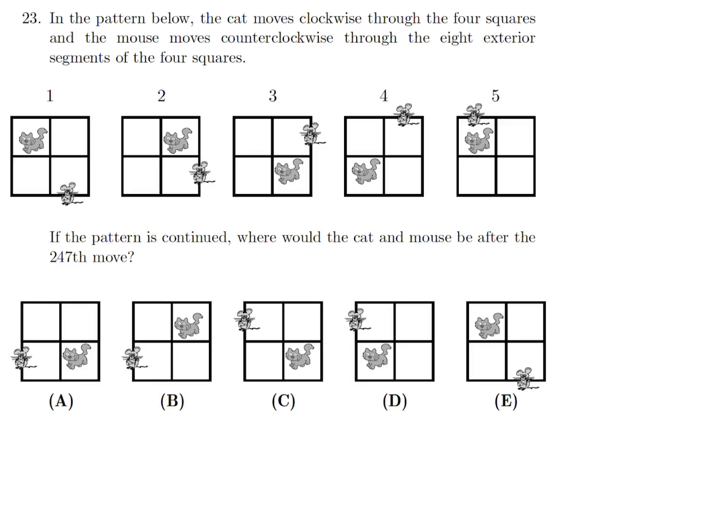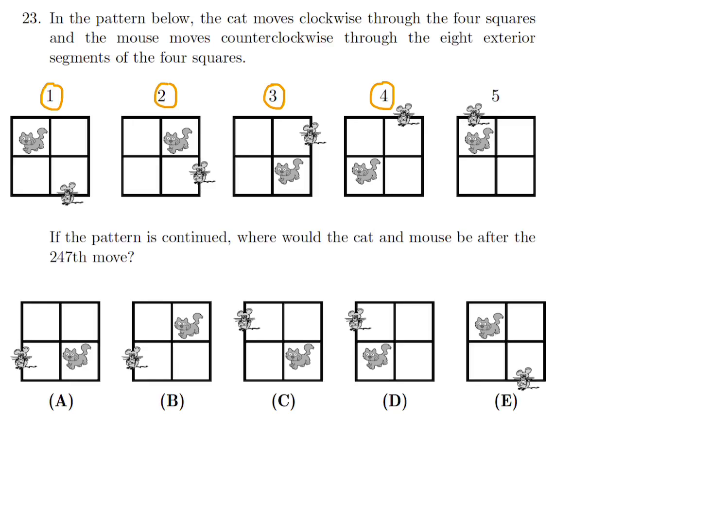In the pattern below, the cat moves clockwise through the 4 squares and the mouse moves counterclockwise through the 8 exterior segments of the 4 squares, as shown. If the pattern is continued, where would the cat and mouse be after the 247th move? So this is the first move, second move, third move, fourth move, right? Fifth move, and so on.